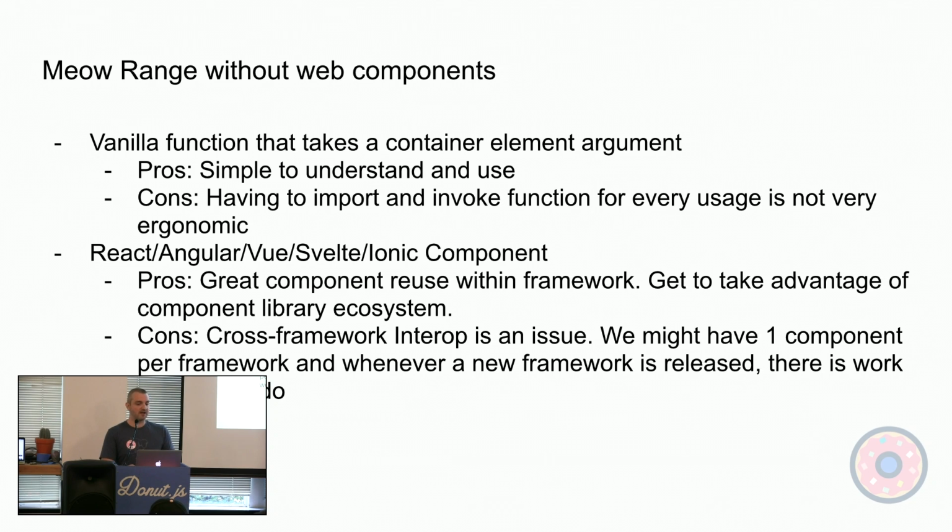Another option is we can use React, Angular, Vue, Svelte, Ionic, LWC, any other framework component of choice. This is great. We have great component reuse within the framework. We get to take advantage of the component library ecosystem. And generally, these frameworks are really well documented, so it should be fairly easy to do this. The problem is that cross-framework interop is an issue. We might have to implement one component per framework, which introduces fragile code because if requirements change, we have to change this across everything. And another way we could do this is we can make a React component that runs in Angular or one that runs in Vue, and it just gets really crazy. There's a lot of work we have to do if we wanted to implement this across boundaries.